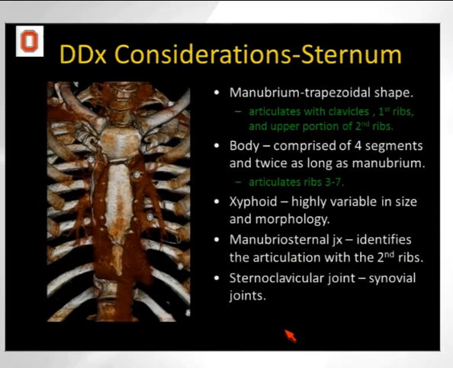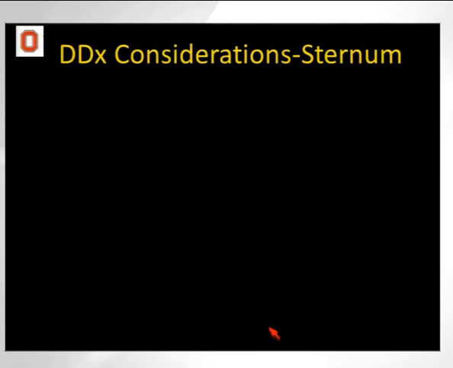Now, moving on to the sternum. The sternum is made up of 3 particular parts: the manubrium, the body, which is made up of 4 segments, and the xiphoid, which is quite variable. The manubriosternal junction is an important landmark clinically because it identifies the second ribs, and we know that the sternoclavicular joint is a synovial joint, containing a fibrocartilaginous disc within its joint space.